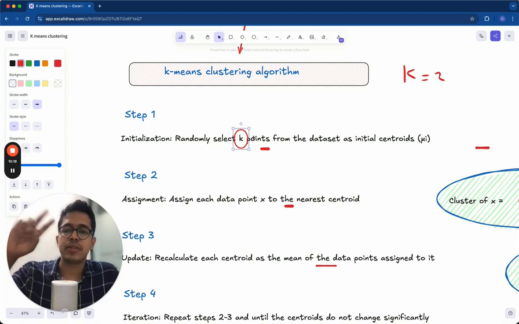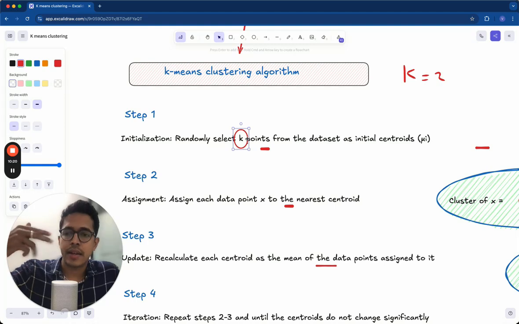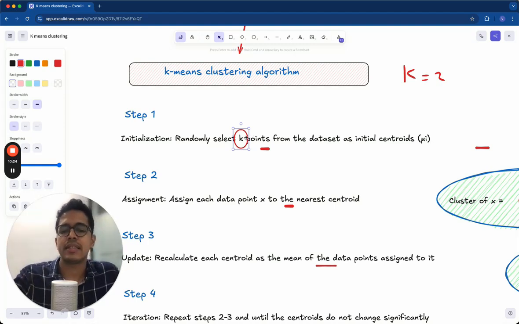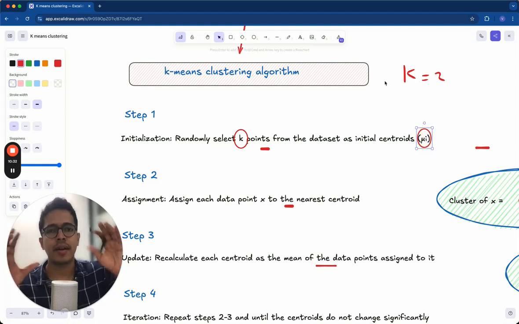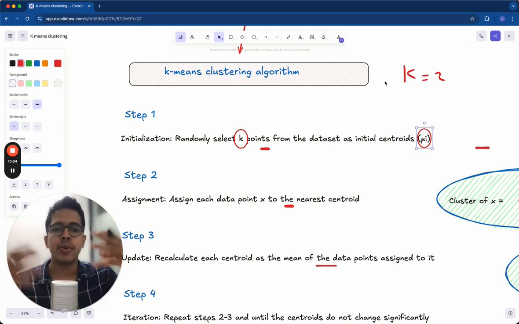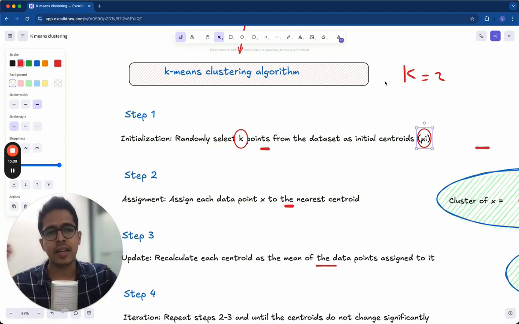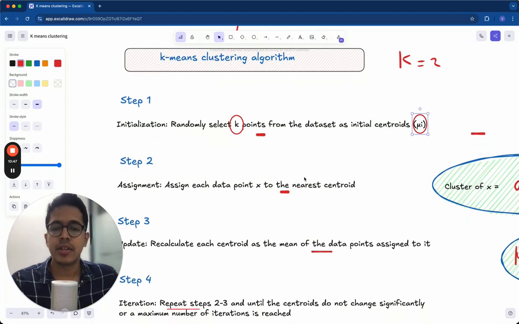So let's say you are doing clustering into two categories, then you will randomly select 2 points from the data set as the initial centroids, and centroids are denoted by mu. Mu is also like an average, because to calculate the centroid of a given cluster of n data points, you take an average of that along the x and y coordinates. So all x coordinates are averaged and all y coordinates are averaged to get the centroid x coordinate and centroid y coordinate.